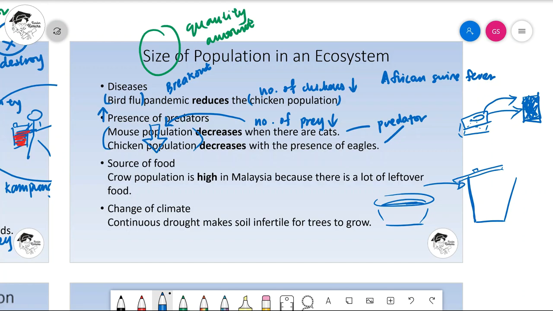At the back of the restaurant, what happens is you are going to have sisa makanan, leftover food, on the floor. Here, there's a lot of makanan on the floor. And then here, maybe there are also a pile of rice, a pile of leftover daging, all that.